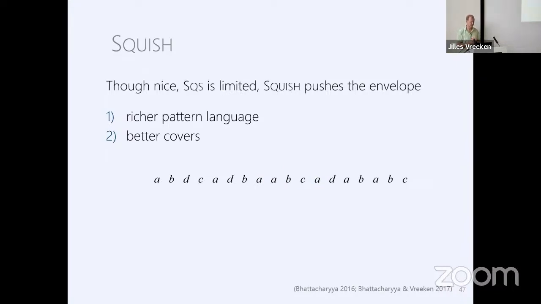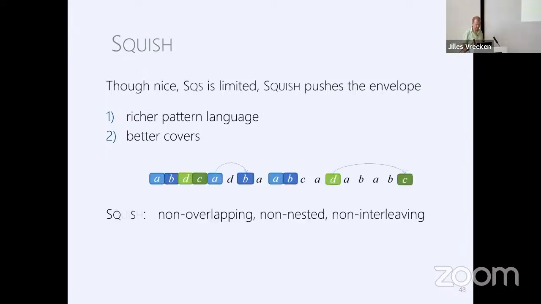The other part of Squeeze that we didn't like is the type of cover that it allows. So here we have some data. Squeeze is non-overlapping. If it uses the ABC, those ABCs cannot be used for any other pattern, and sometimes you may want that. Non-nested: if we have AB, and maybe there is a perfect CD here in the middle, no, we don't allow that, right?